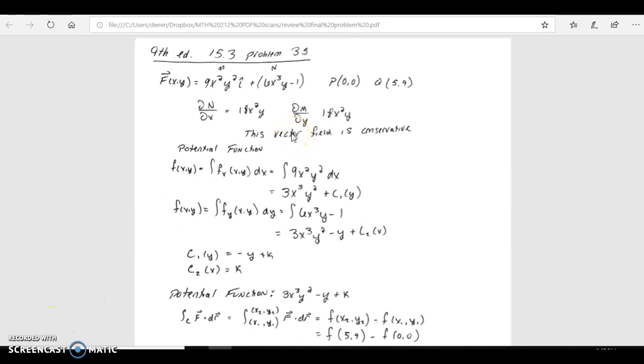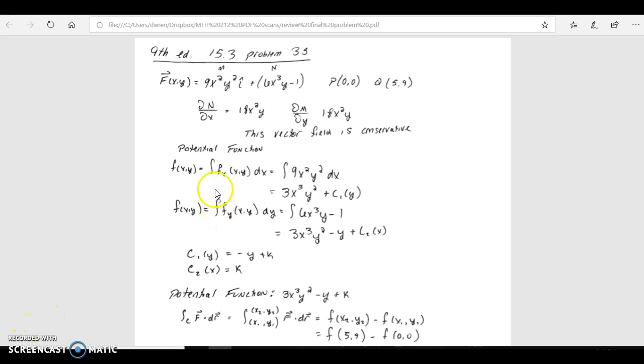So in order to utilize the theorem, you need a force field which is conservative, in which the derivative of the j component with respect to x and the derivative of the i component with respect to y are equal. And in this problem, both the dN over dx and the dM over dy values will equal 18x squared times y, making this vector field indeed conservative.